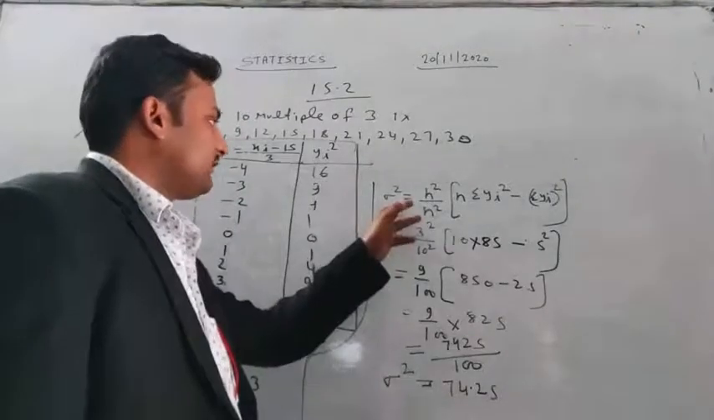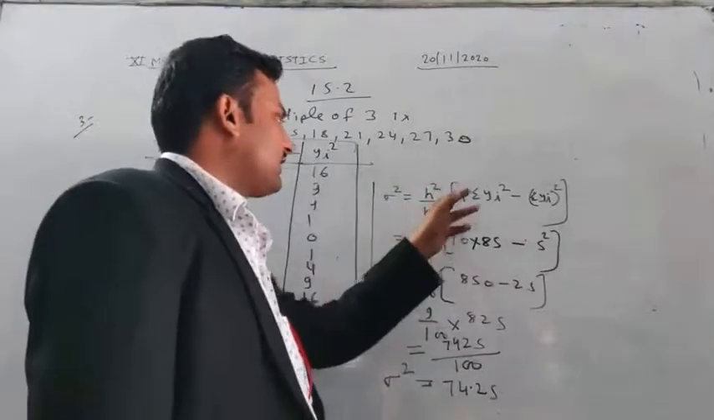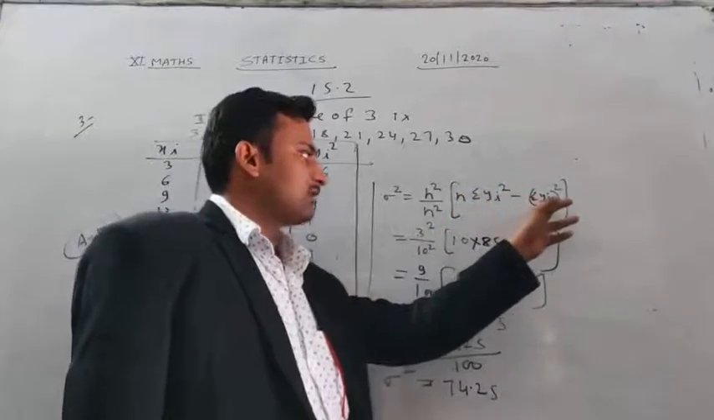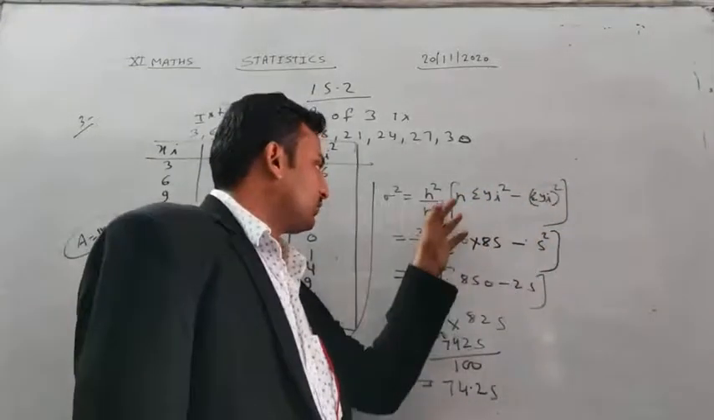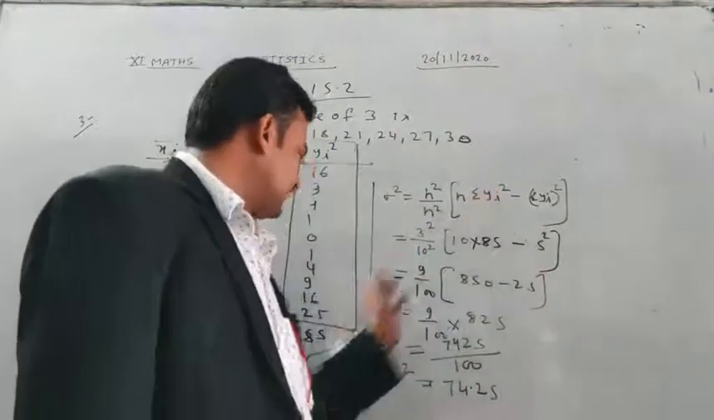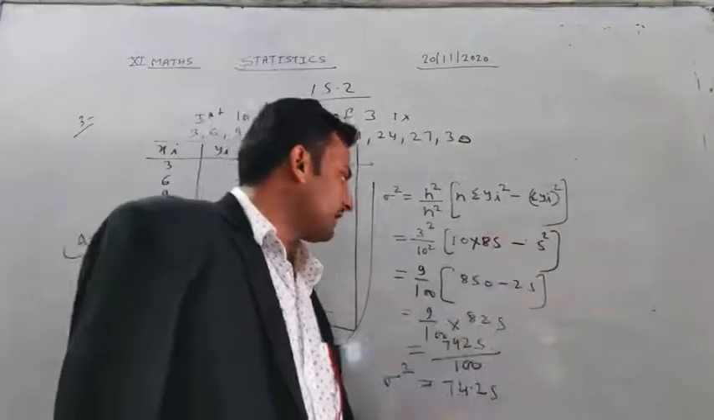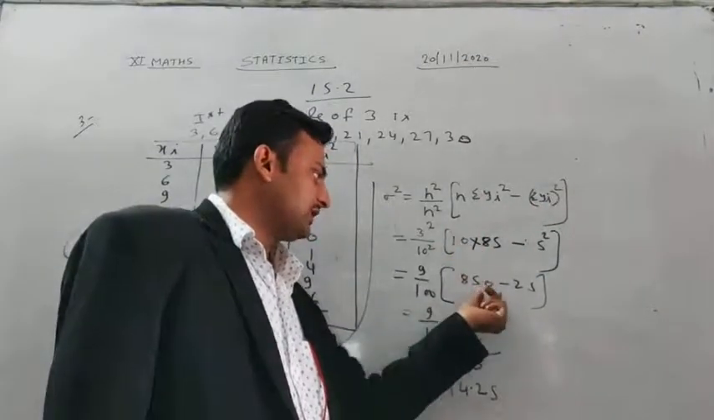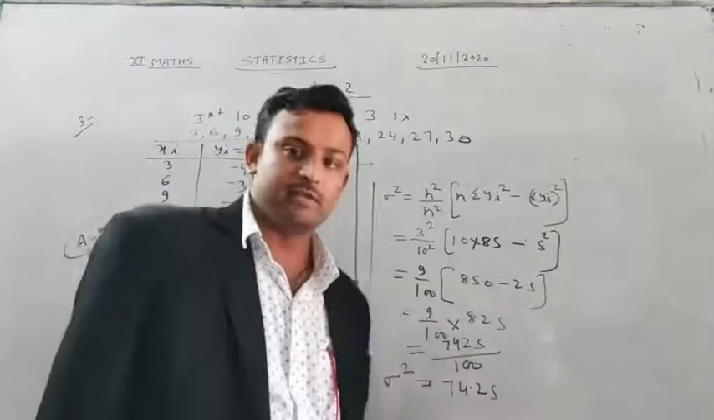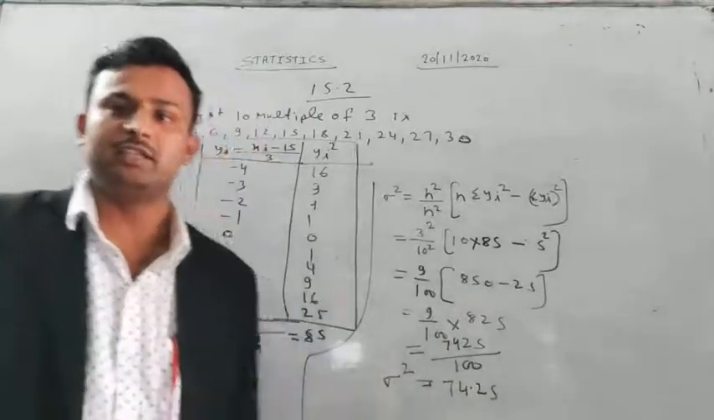So our variance, we know the formula: sigma square is equal to h square by n square into n summation yi square minus summation yi whole square. So 3 square by 10 square. Now n is 10. Here this is 85 and this term is 5, so we square up 5. After multiplication we get this. Now after simplification we are getting our variance is 74.25. Okay. I hope you understand easily.